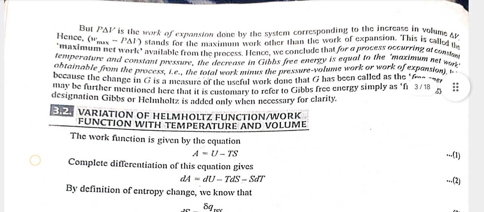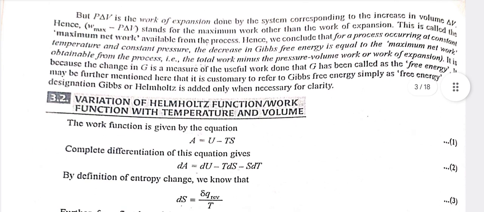Hence, we conclude that for a process occurring at a constant temperature and constant pressure, the decrease in Gibbs free energy is equal to the maximum net work obtainable from the process. That is the total work minus the pressure volume work or work of expansion. It is because the change in G is a measure of the useful work done that G has been called the free energy. It may be further mentioned here that it is customary to refer to Gibbs free energy simply as free energy. The designation Gibbs or Helmholtz is added only when necessary for clarity.